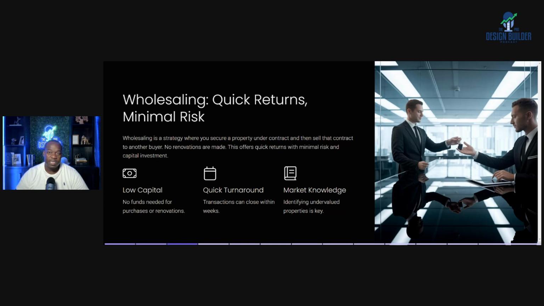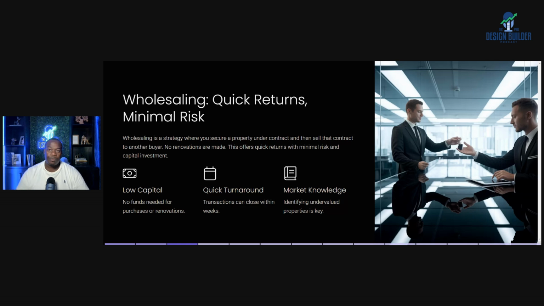A lot of times this is a minimal amount, whether it's $100, $500, $1,000, or up to $5,000 that you put down to secure that particular contract. Wholesaling is a strategy where you secure the property under contract, then sell the contract to another buyer. No renovations are made. This offers quick returns with minimal risk and capital investment.